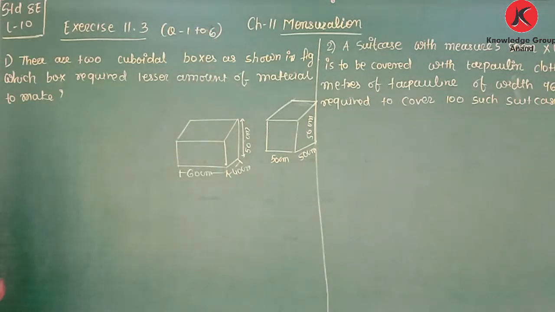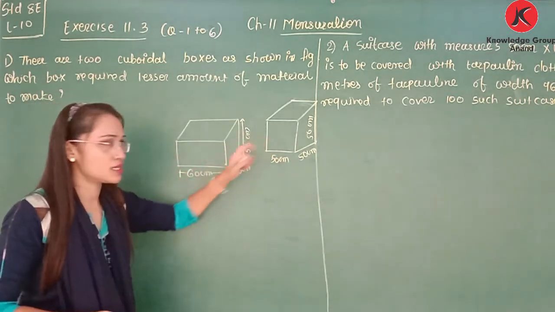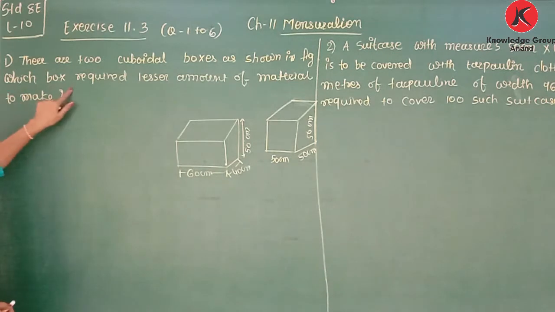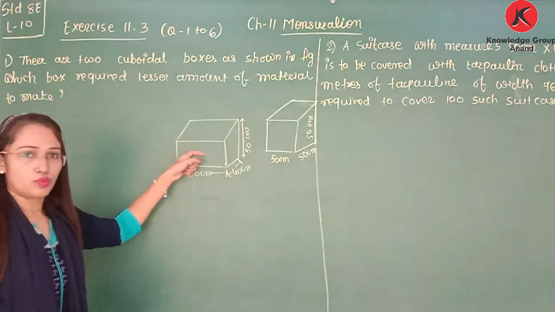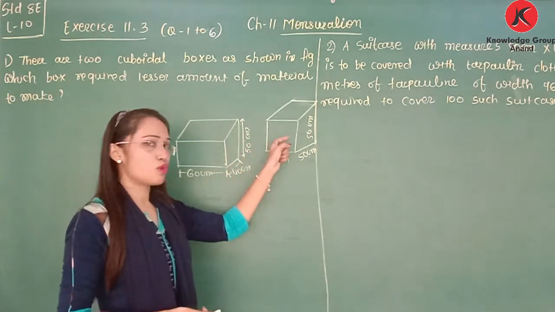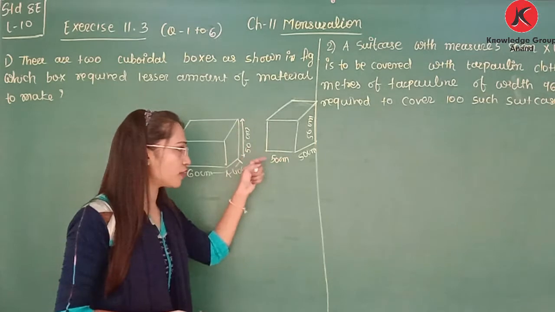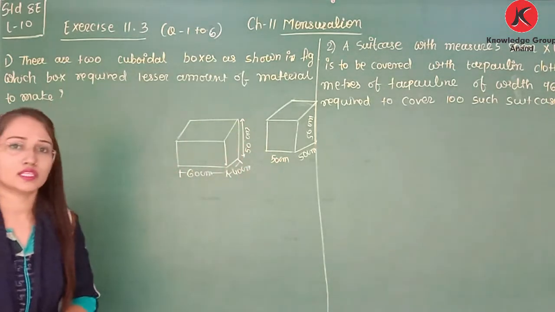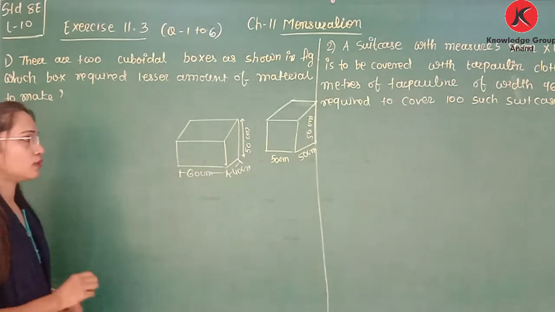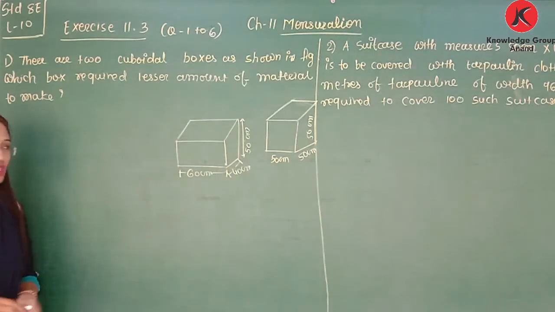So here, first question. There are two cuboidal boxes as shown in the figure. Which box requires a lesser amount of material to make? We need to make this box with some material and we need to make this box with some material. So we need to find which box requires lesser material. For that we need to find the surface area of each box.